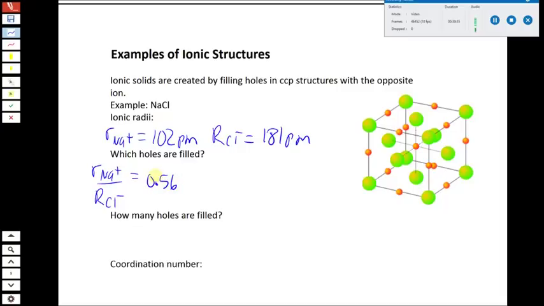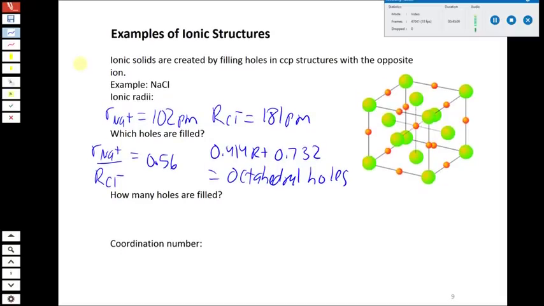And as we just talked about, if that ratio is between 0.414 and 0.732, that's going to lead to the prediction of occupying the octahedral holes. All right, so this is the intermediate size of the ratio. If it's smaller than 0.414, we would expect it to be tetrahedral holes. If it's between these two values, we expect octahedral holes to be occupied. So that's what we predict.